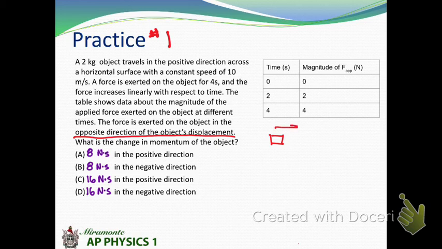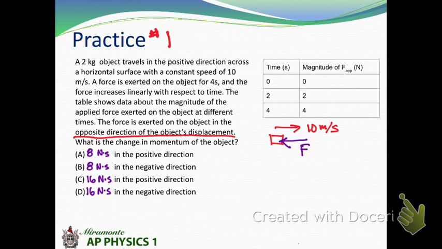Okay. So we have a block. It's moving to the right at 10 meters per second. We're going to apply a force in the opposite direction. So we know that the answer needs to be either B or D, because we're going to have motion in the negative direction. Now the question is, how do we get the change in momentum?